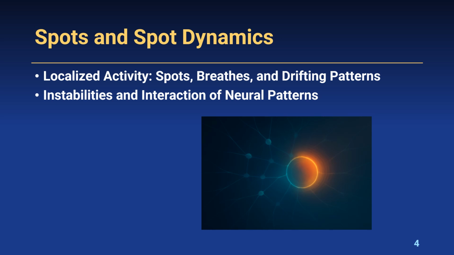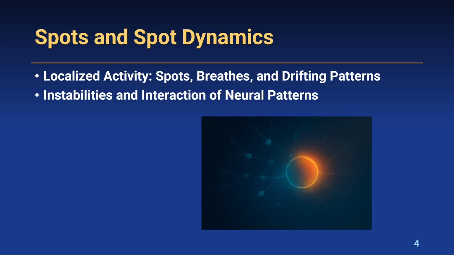Now, let's move on to Chapter 7, which expands on the idea of localized activity, but this time, we focus on the behavior of these localized solutions, or spots, in a neural field model with spike frequency adaptation. Chapter 7, titled Spots, Breathing, Drifting, and Scattering in a Neural Field Model, takes us into the realm of two-dimensional spots that can breathe, drift, or even scatter.